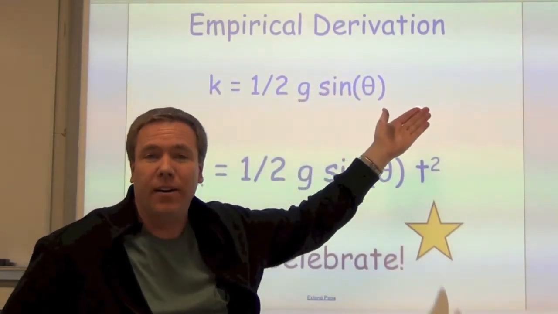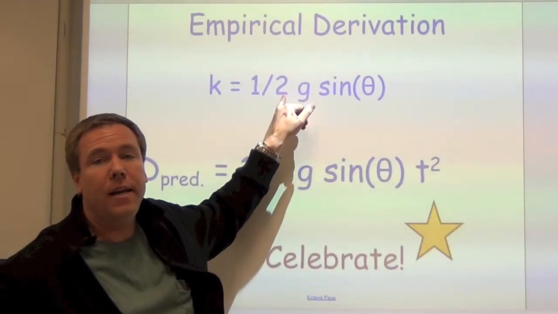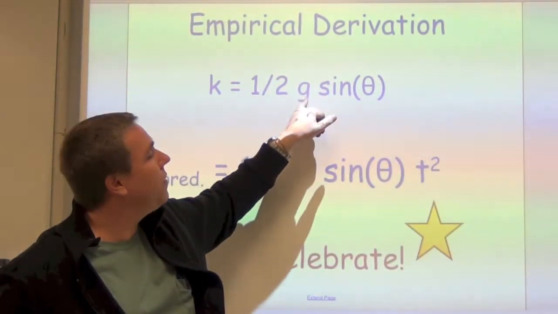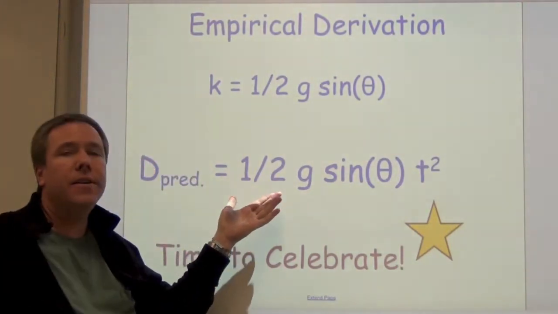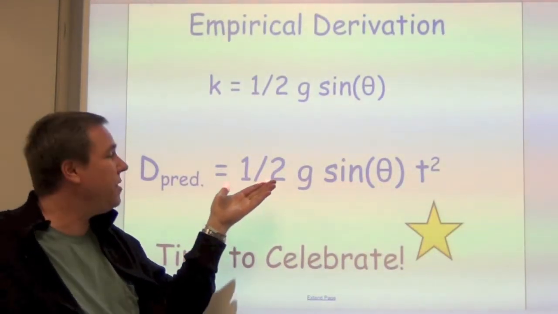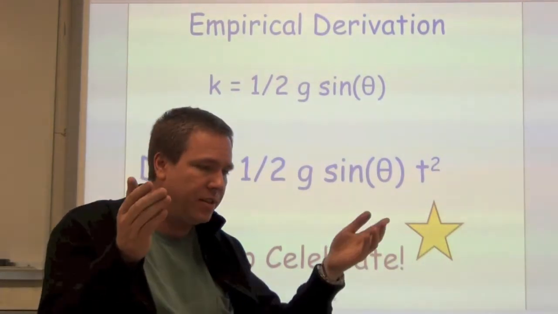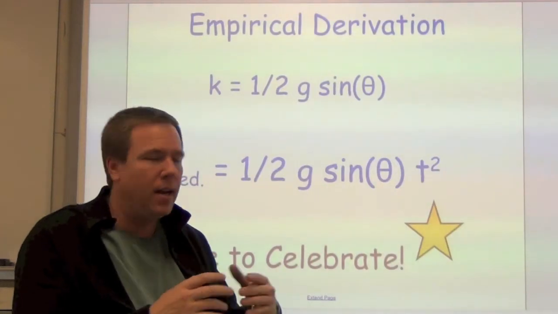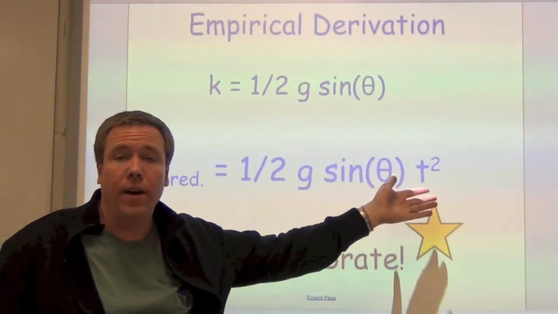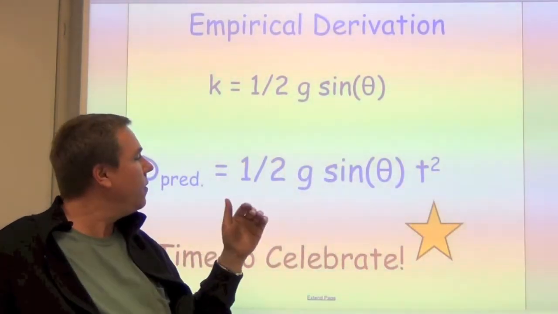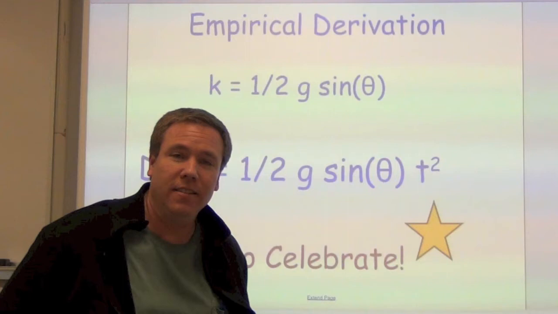We're in meters per second squared. We scaled it by sine theta, h over L, and then we cut it in half, made it even smaller. All this product was based upon g, the acceleration due to gravity. So here is our new formula. This is the result of our empirical derivation. We started with a question, displacement versus time. What is the relationship? And we've ended with an equation. 1/2 g sine theta t squared will give us a predicted displacement. Now we can celebrate.